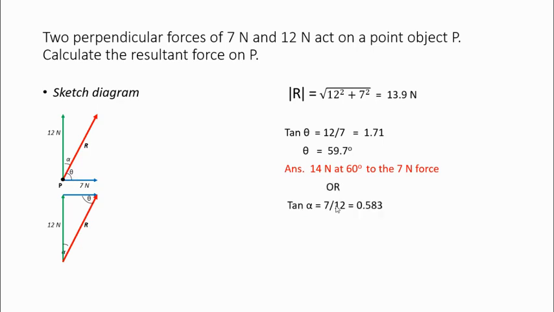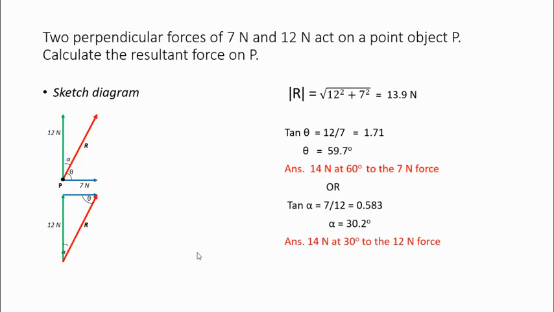Or we could have found the angle alpha, which is between the 12 Newton force and R. So tan of alpha would have been opposite, which is 7, over the adjacent, which is 12, since the 12 is adjacent to the angle alpha. The 7 is opposite to the angle alpha. And our answer there would be 14 newtons at 30 degrees to the 12 Newton force.